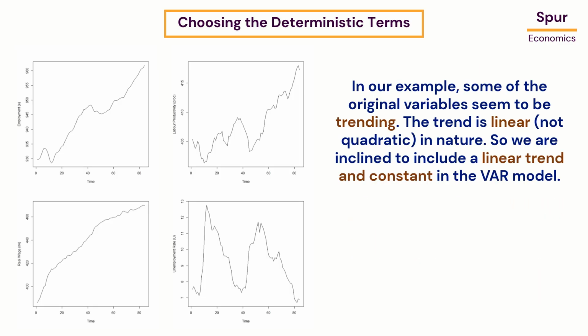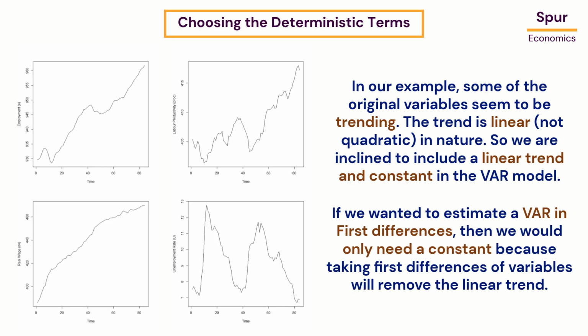In our example, some of the original variables seem to be trending. The trend is linear and not quadratic in nature. So we are inclined to include a linear trend and constant in the VAR model. If we wanted to estimate a VAR in first differences, then we would only need a constant because taking first differences of variables will remove the linear trend.